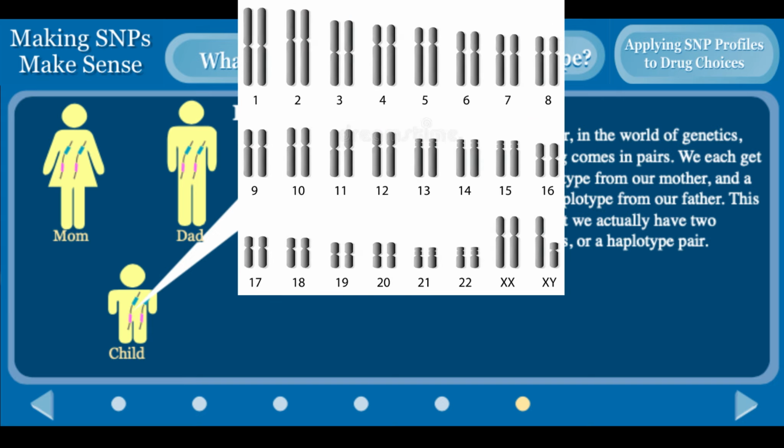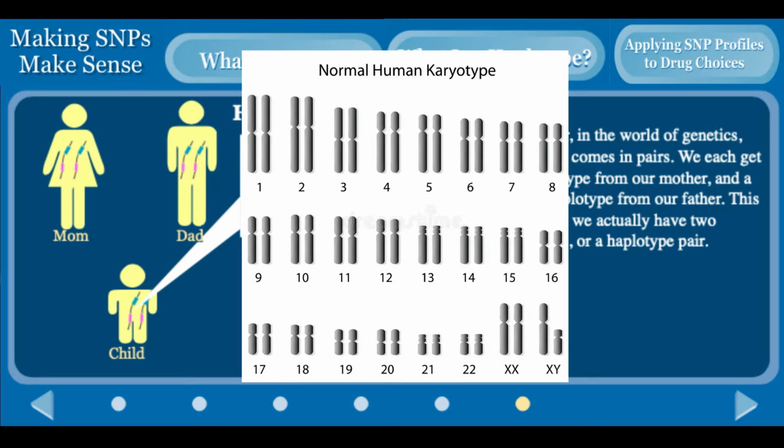Take a look at this human karyotype. As you see, we have 22 pairs of autosomes and 1 pair of sex chromosomes. So all chromosomes go in pairs. One we got from the mother's side, another in each pair we get from the father's side. So we inherit two haplotypes, maternal and paternal.